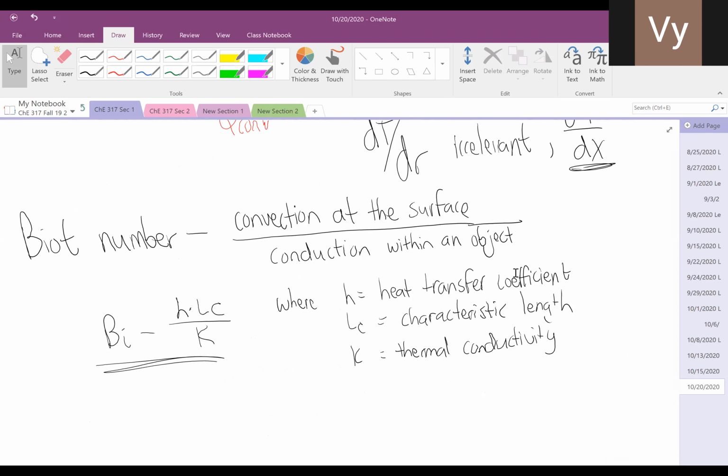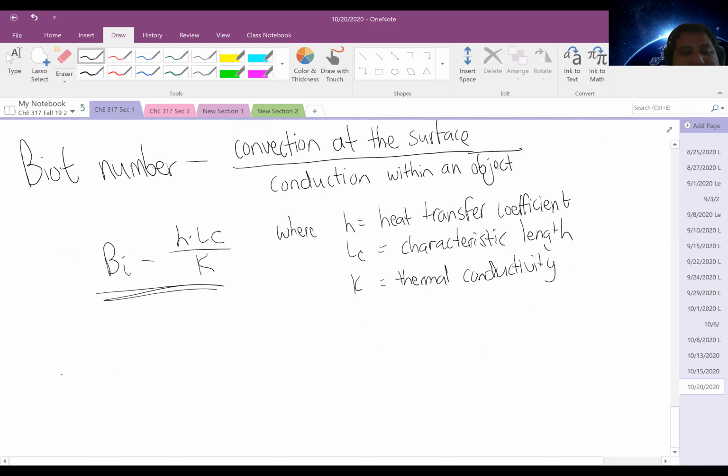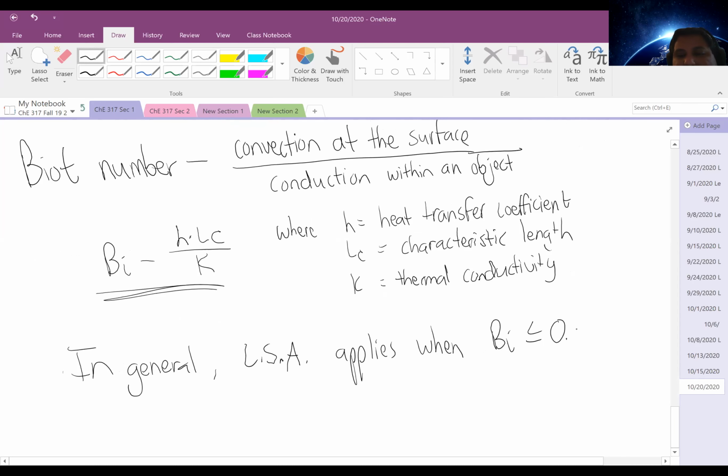I think it's going to be where convection is the limiting factor. Right, it's going to be a small number, because we divide by the conductivity. Yes, very good. So we typically say in general that lumped system analysis, which I'm going to approximate as LSA, applies when our Biot number is less than or equal to 0.1.